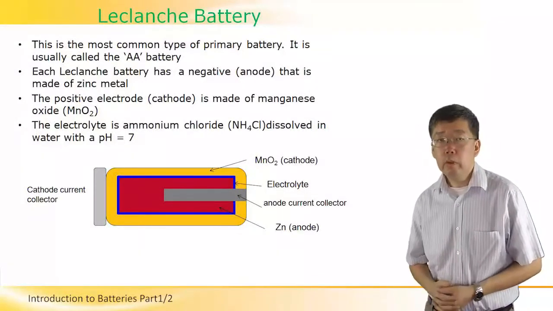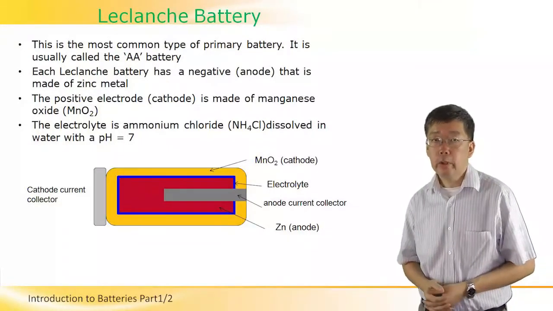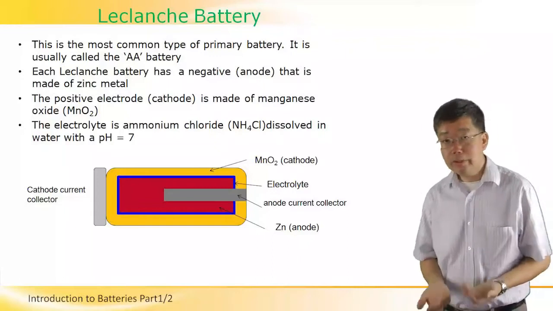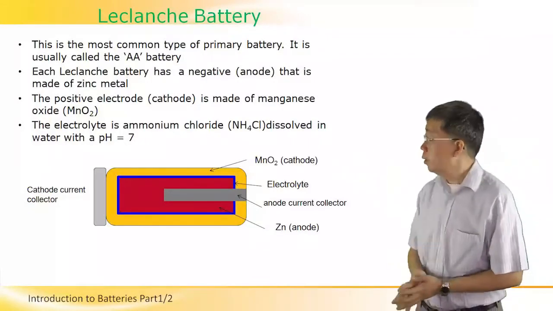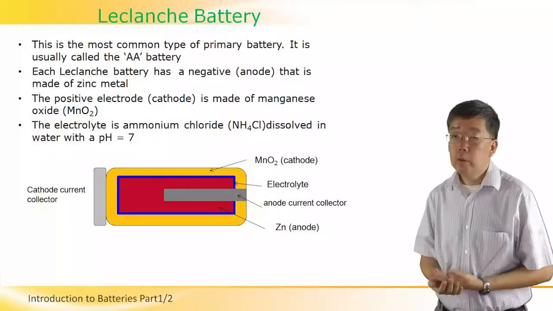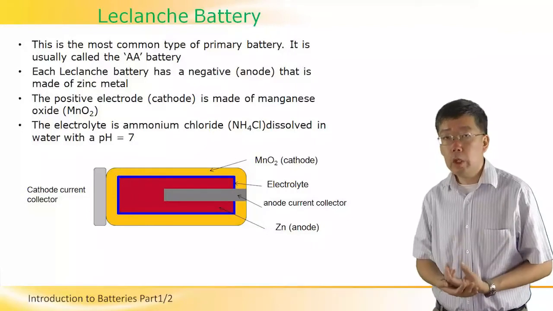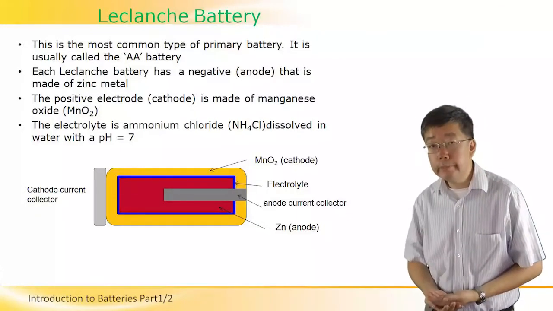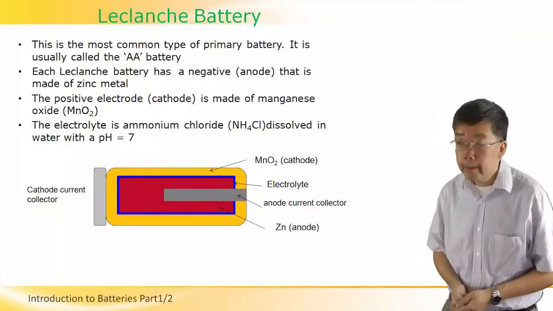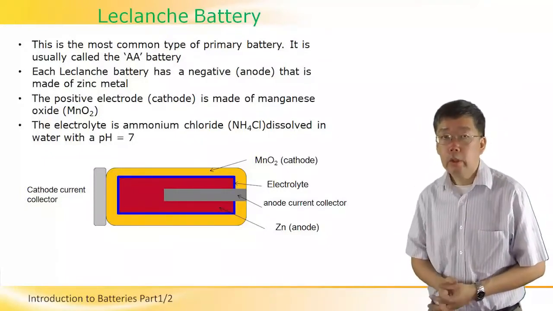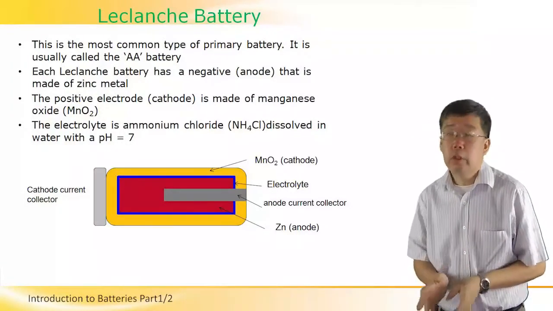So here is an example of a very simple battery. It's called the Leclanche battery. It's more commonly known as the AA battery. This is an example of a primary battery. And by primary battery, we mean it can only be used once. So once you discharge this type of battery, it has to be replaced. It can never be recharged.